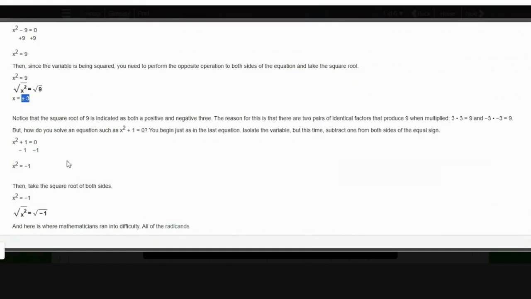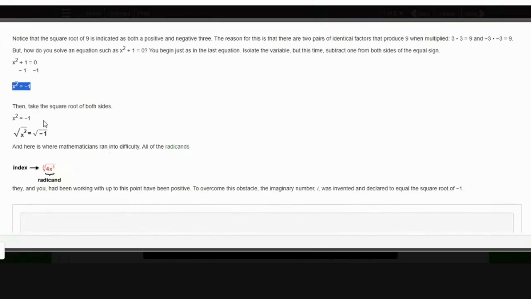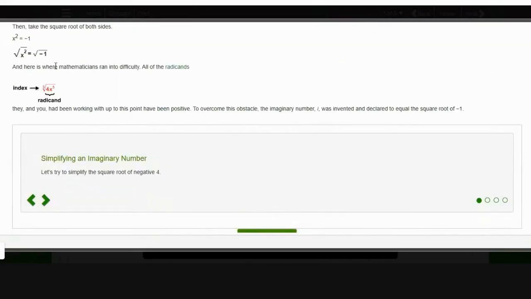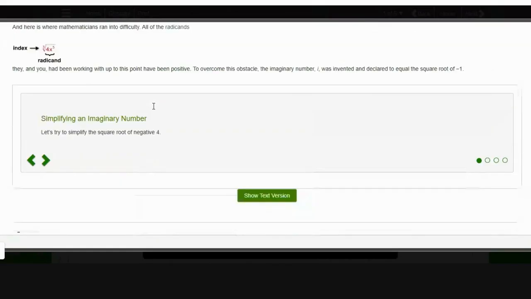But then they said, what about x squared plus 1 equals 0? Well, that became a problem. You subtract 1 from both sides. Now you got x squared equals negative 1. So taking the square root of that ran into a difficulty. Wait a minute. Square root of negative 1, we can't really do that. So they invented i to solve that problem, even if they didn't really know what it was good for at the time. So, simplifying an imaginary number.